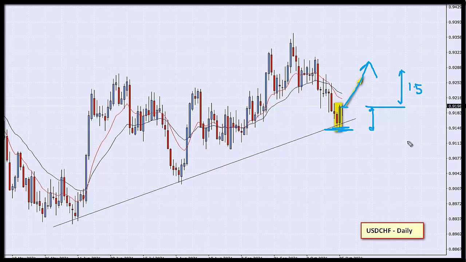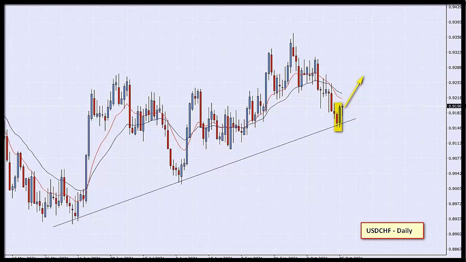So let's see if this one plays out. This is a valid setup according to my rules. If it suits your rules, then it is for you too. Let's see if this one can play out for us, and don't forget we still have that Kiwi US dollar open position as well. That is our chart of the day, the US Swiss on a daily timescale.